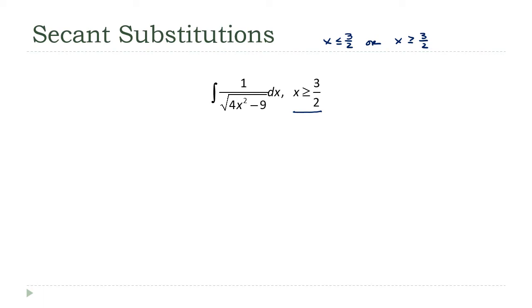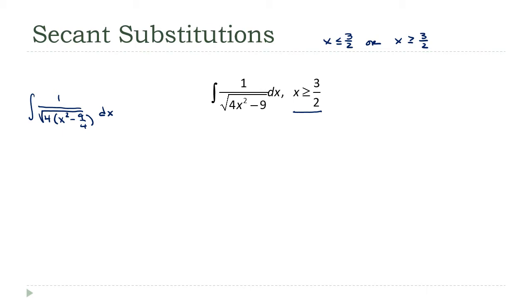What we want to do is look at the right-hand side of the range where this is defined. So what substitution am I using? Well, we're going to use the secant one here. But I am going to simplify this just a little bit first. I'm going to start by factoring a 4 out of that denominator. This is the integral of 1 over the square root of 4 times x squared minus 9/4 dx. It's a little easier to see what the substitution is going to be if we can get a 1 in front of that x squared term.